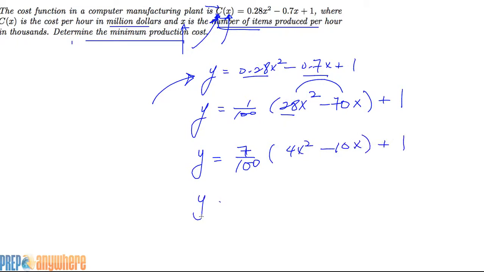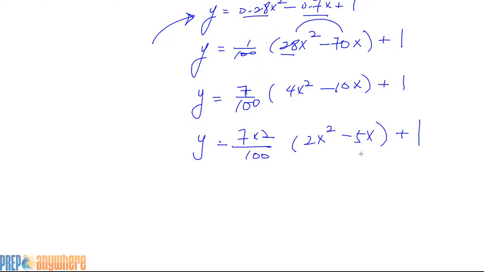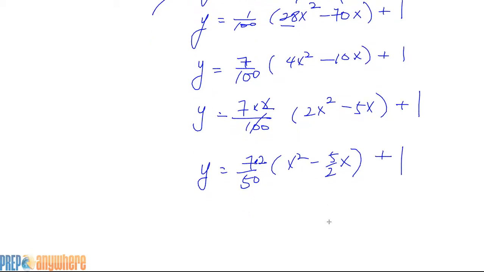We can further factor out a 2. So 7 times by 2, you get 2x squared minus 5x. That'll reduce to give you 50. And to complete the square, we can further factor out 2, again times by 2, and we have this. So you get 4, you can reduce it again, you get 7 over 25.